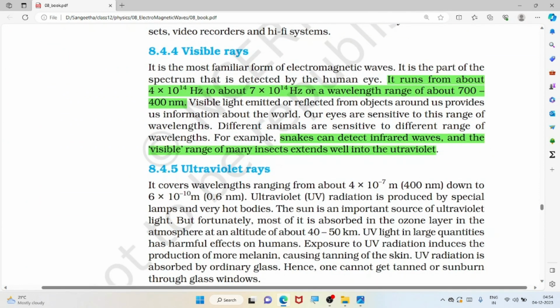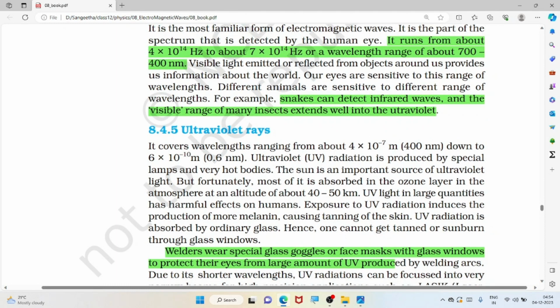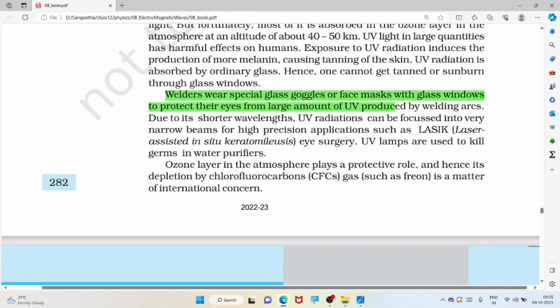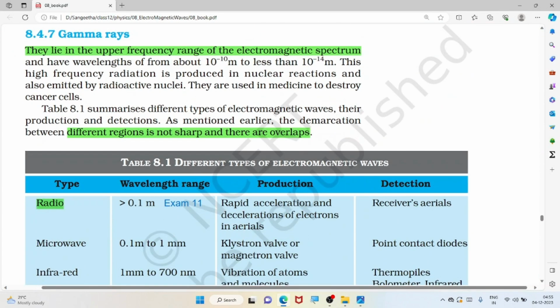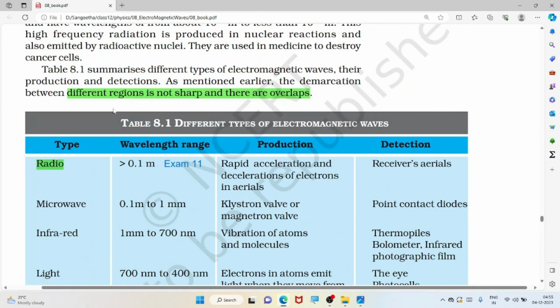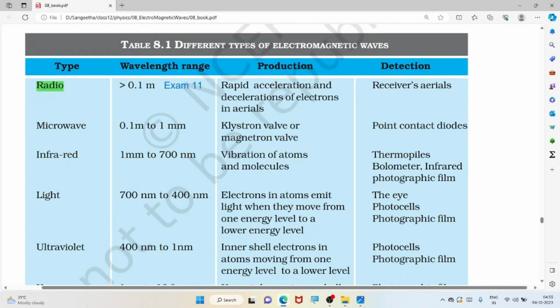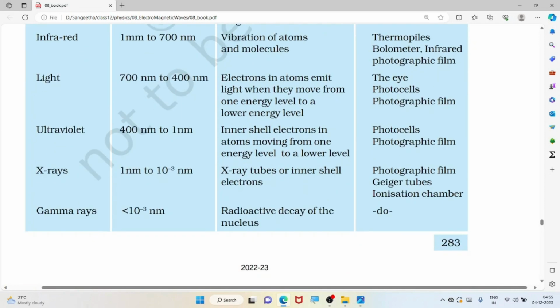Visible rays. Gamma rays lie in the upper frequency of the electromagnetic spectrum. Wavelength range, production, detection: radio, microwave, infrared light, ultraviolet, X-rays, gamma rays.